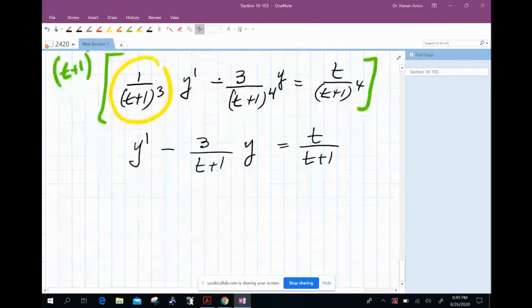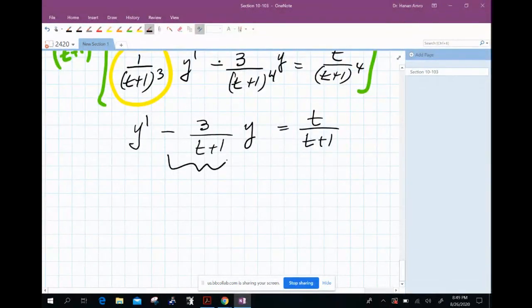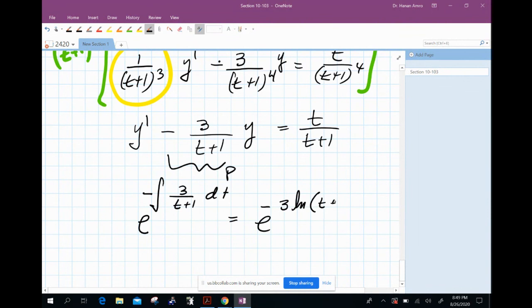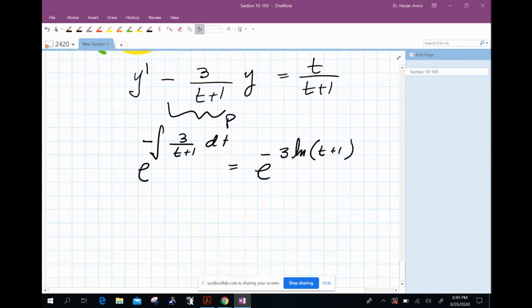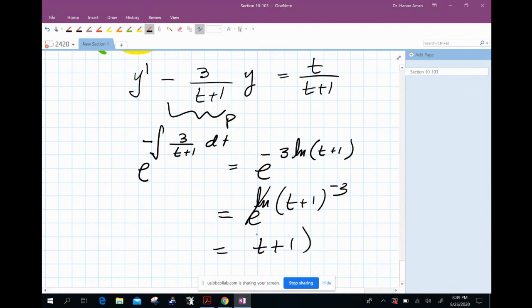Now, where does our integrating factor come from? My b is right here. Therefore, e to the integration of negative 3 divided by t plus 1 dt, and that will become e to the negative 3 times the natural log of t plus 1. And the negative 3 goes on the top of the parentheses, t plus 1 to the negative 3. E and ln cancel each other, therefore this is t plus 1 to the negative 3, or 1 over t plus 1 to the third.